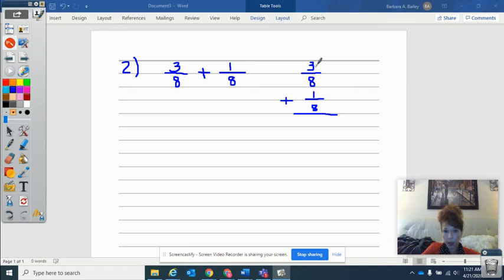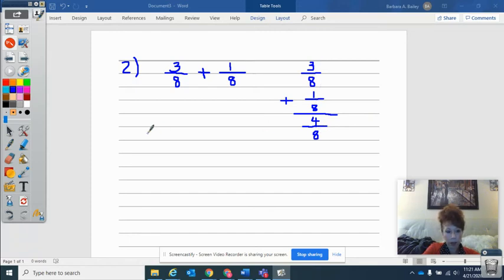Okay, remember I only add the numerators, 3 plus 1, and that will give me 4. And I do not add 8 plus 8. Nope, my denominator always stays the same. 8, 8, and 8. Okay, so my answer to 3/8 plus 1/8 is 4/8.